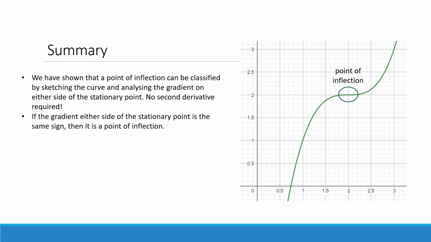So to summarise, if a gradient is of the same sign to the left and right of a stationary point, then we have a point of inflection, i.e. if a gradient is positive to the left and right of a stationary point, or negative to the left and right of a stationary point, then it's a point of inflection.